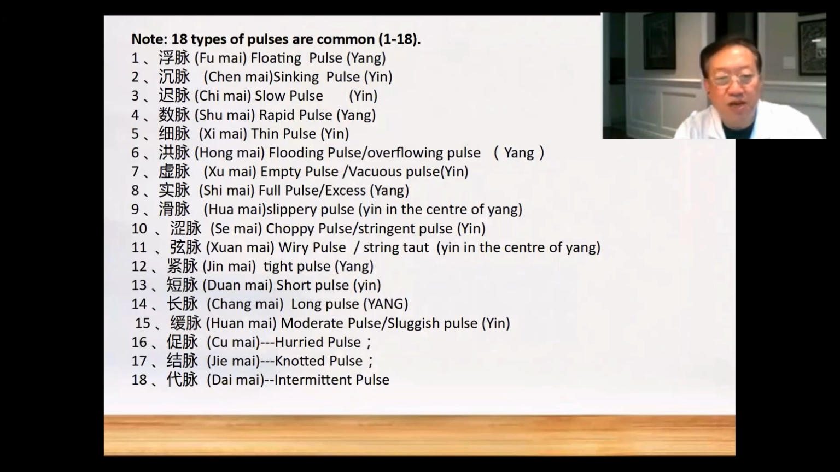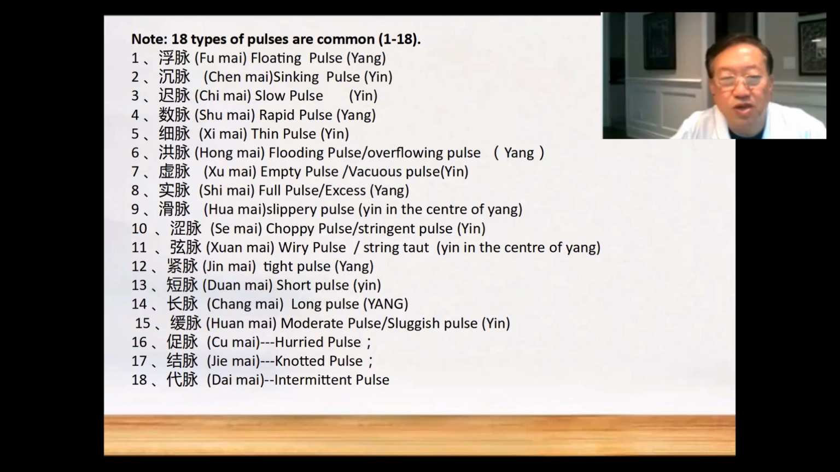Note, 18 types of pulses are common. 1. Fumai, or floating pulse in the yang category. 2. Chenmai, or sinking pulse in the yin category. 3. Chimai, or slow pulse in the yin category. 4. Shuomai, or rapid pulse in the yang category. 5. Ximai, or thin pulse in the yin category.